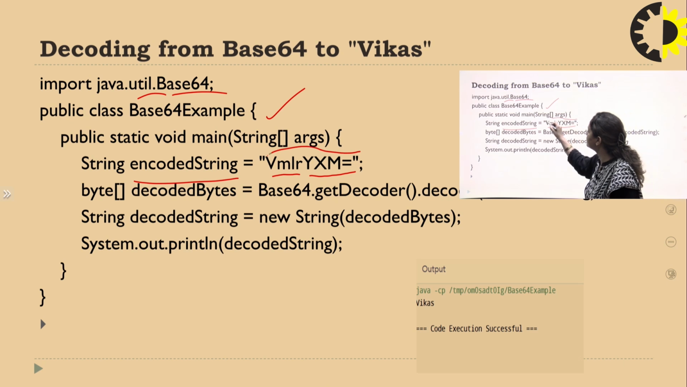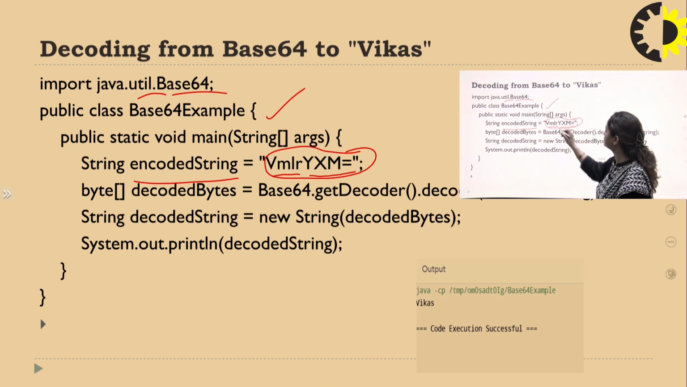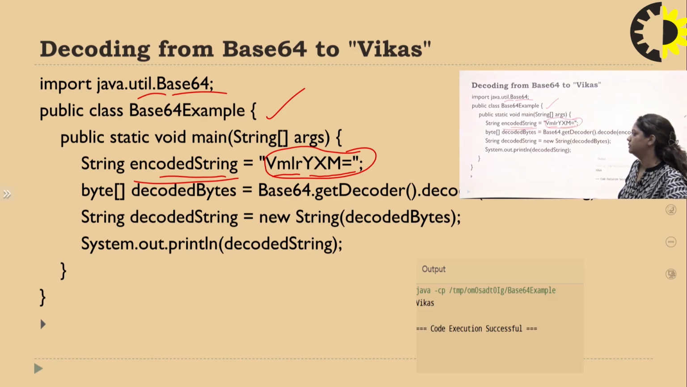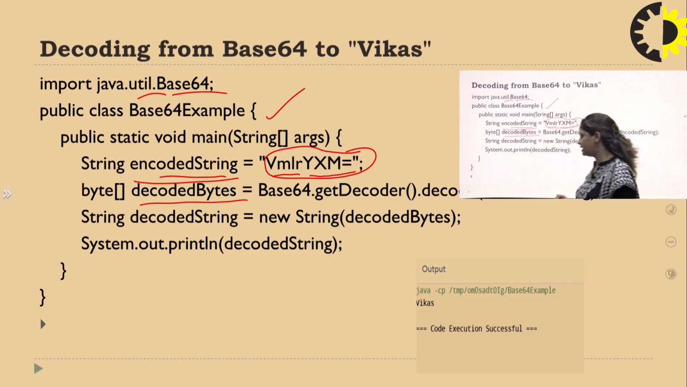This is the complete code. The encoded value, 1, 2, 3, 4, 7, will be held in this encoded string variable. Now what we have to do is convert it into a decoded form. For decoding the string, first we have created a variable named decoded bytes.